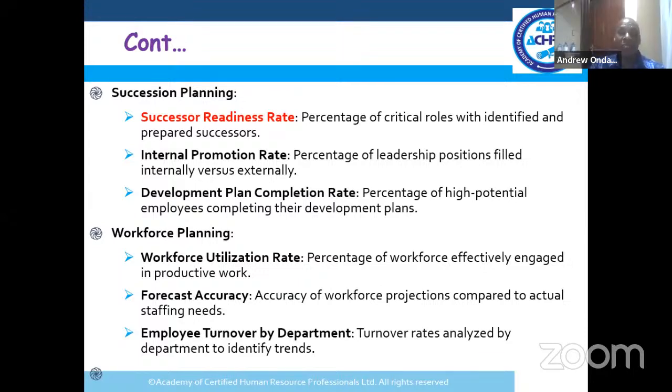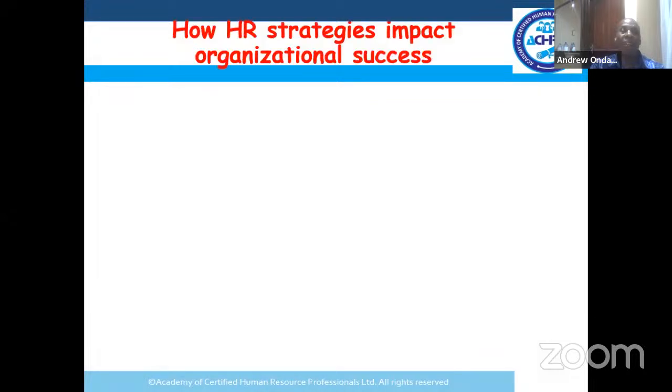Now we move to the next part, which is how HR strategies impact organizational success. When we talk of organizational success, we are referring to the ability of an organization to achieve, one, its vision, two, its objectives, three, its strategies, and four, become competitive.